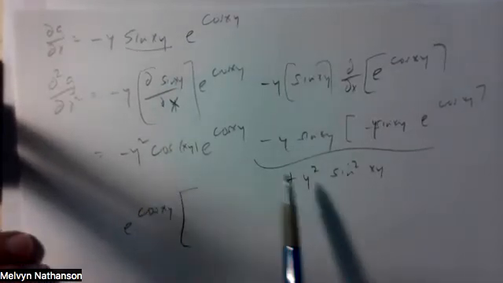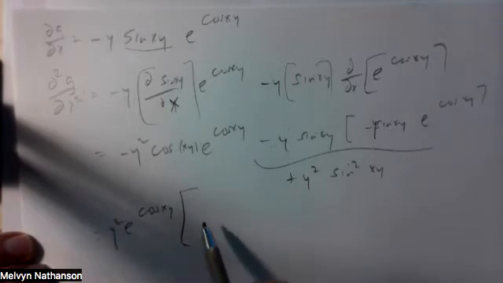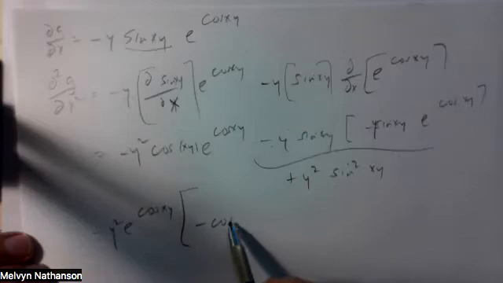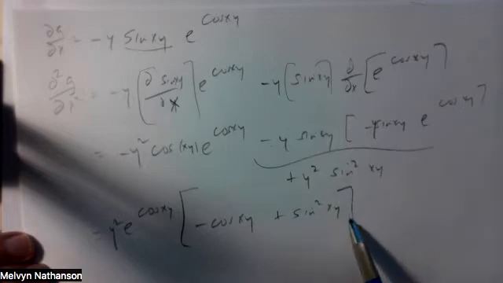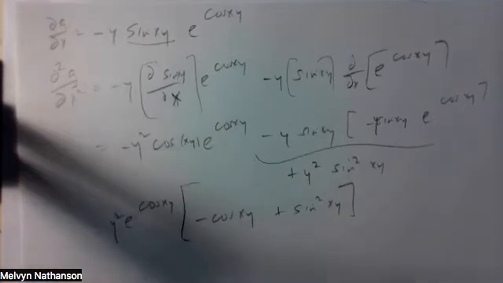And I also have a y squared in both terms. And here I have minus cosine of xy plus sine squared of xy. So if I'm lucky and I did this correctly, that's the answer. That's the second partial derivative of g with respect to x.